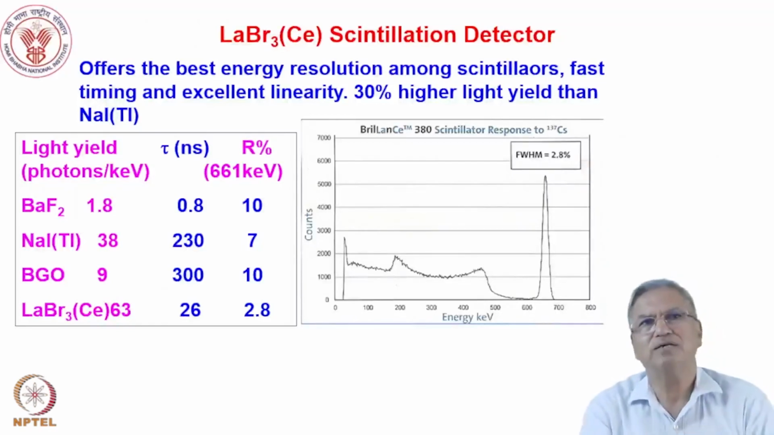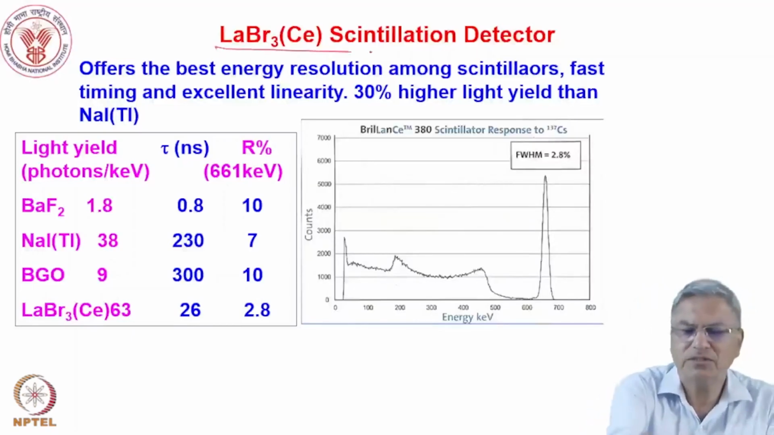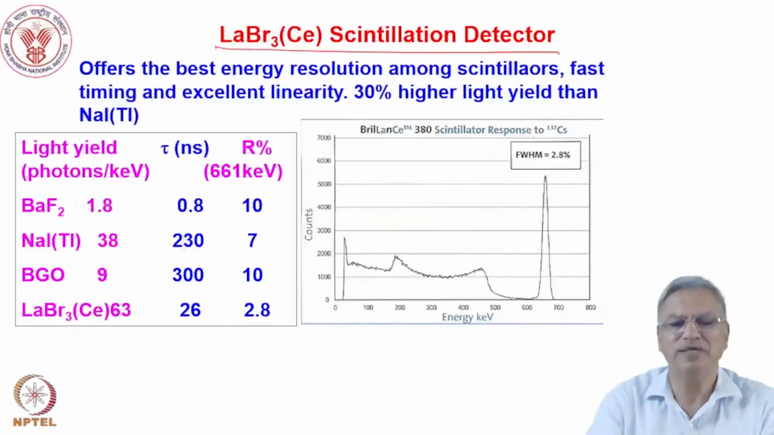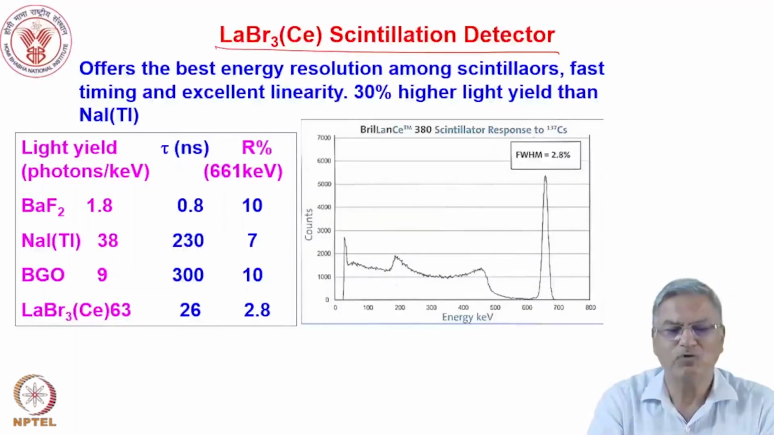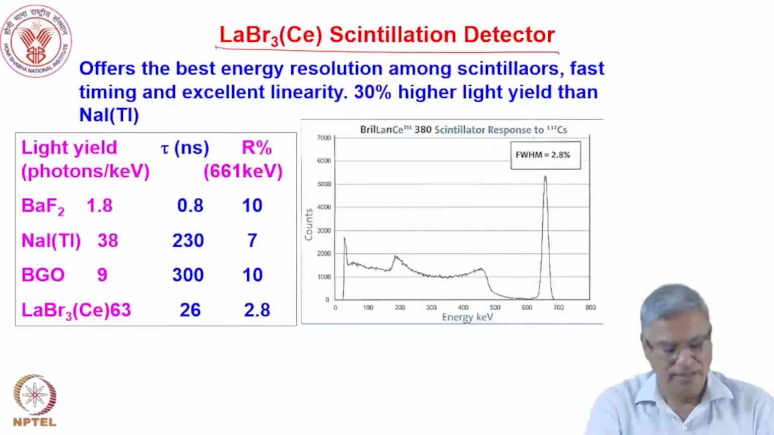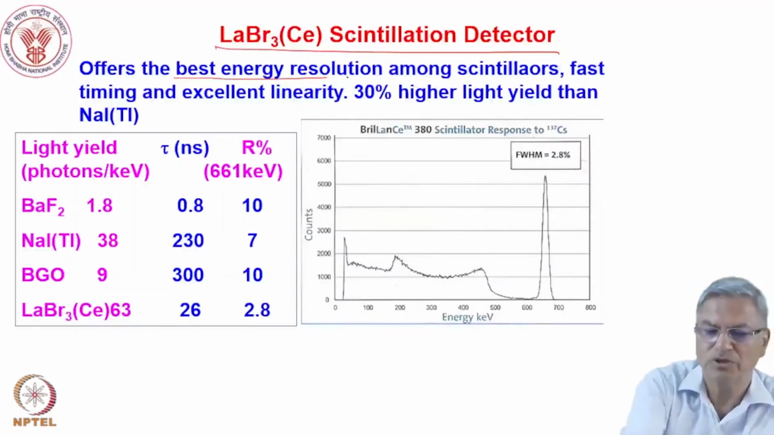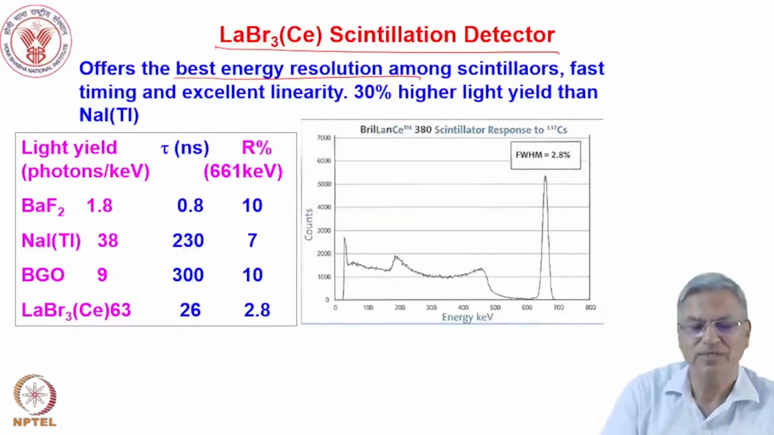Now, this is the advancement which has taken place in the last decade or so, more than just 10-15 years. There is always research going on to develop new detector materials which have better performance than the existing detector systems. And in this series, a new crystal, lanthanum bromide cerium doped scintillation detector, has been developed. In fact, in Technical University Delft, they have developed this crystal. This detector offers the best energy resolution among the scintillators. Not among any detector, but among the scintillators.